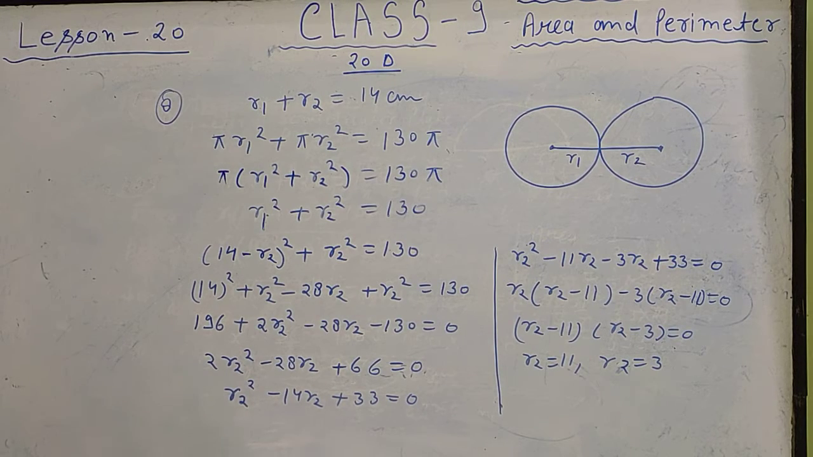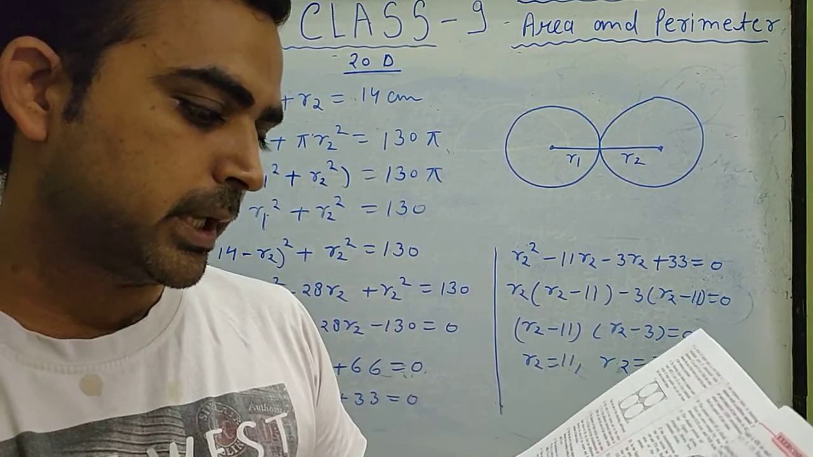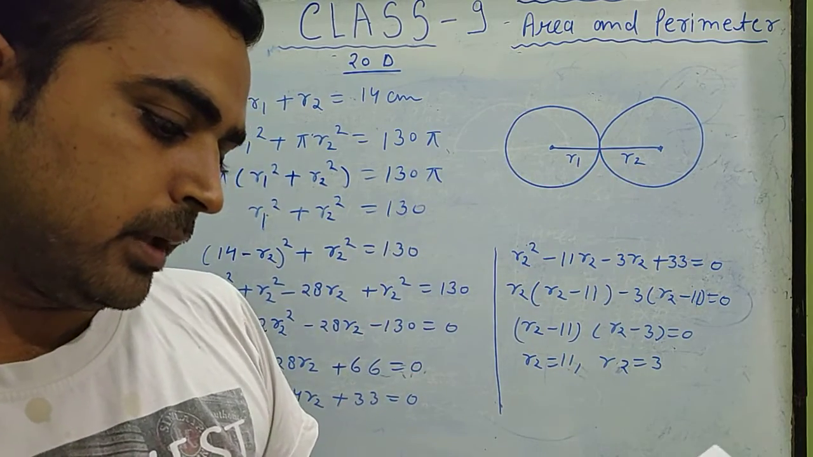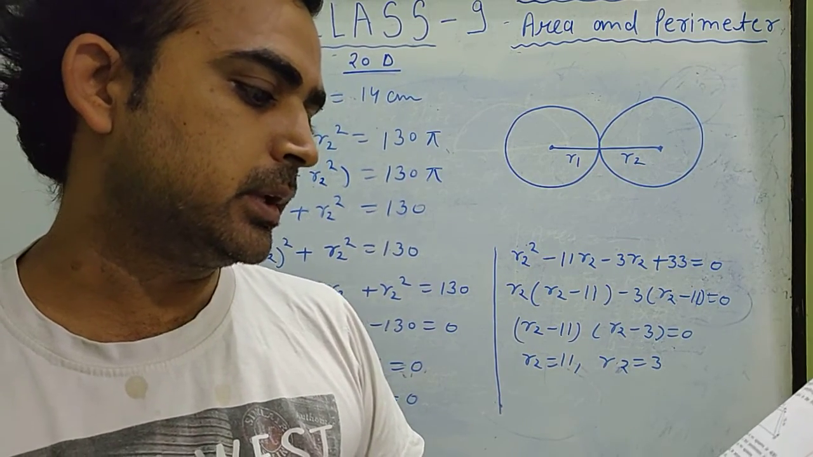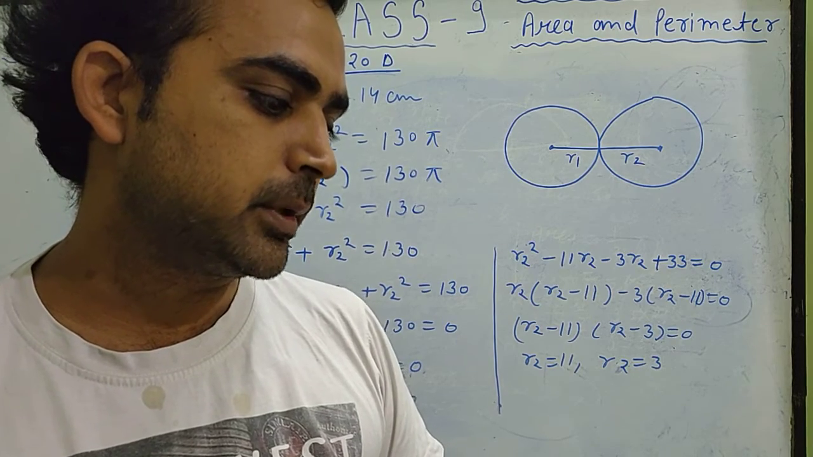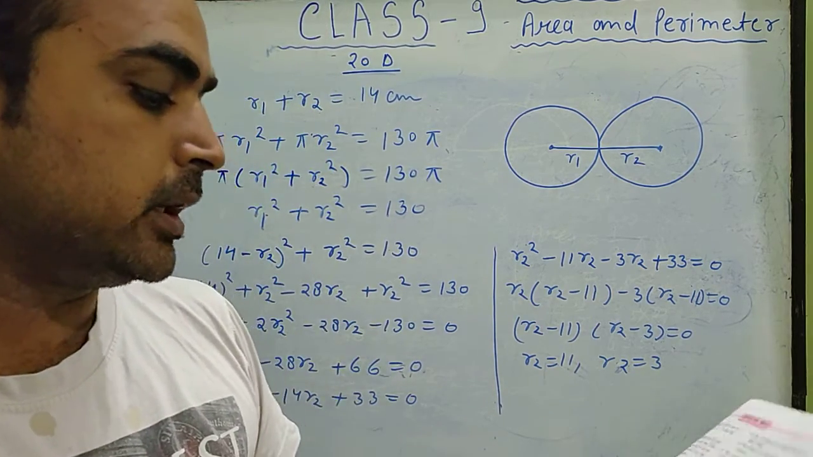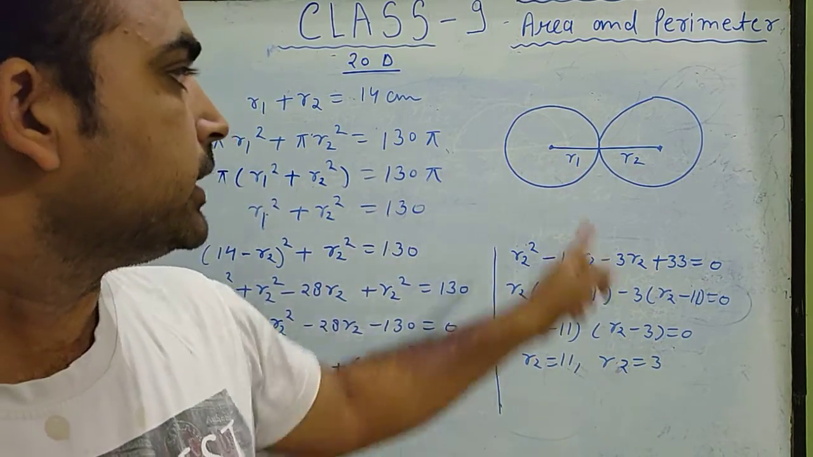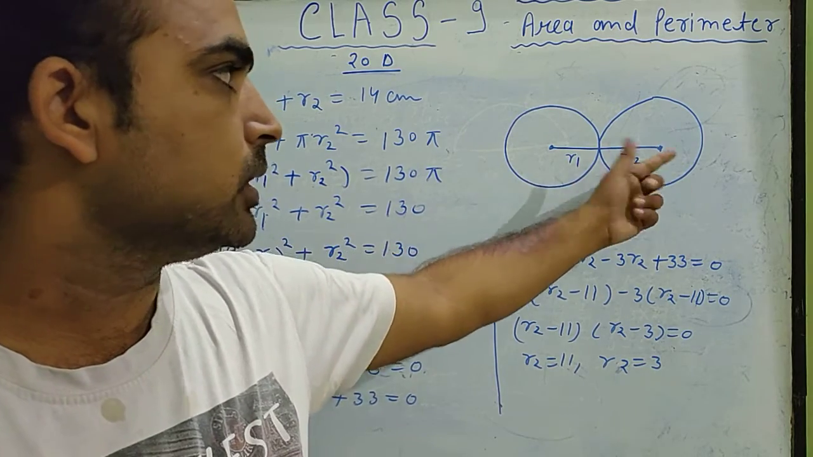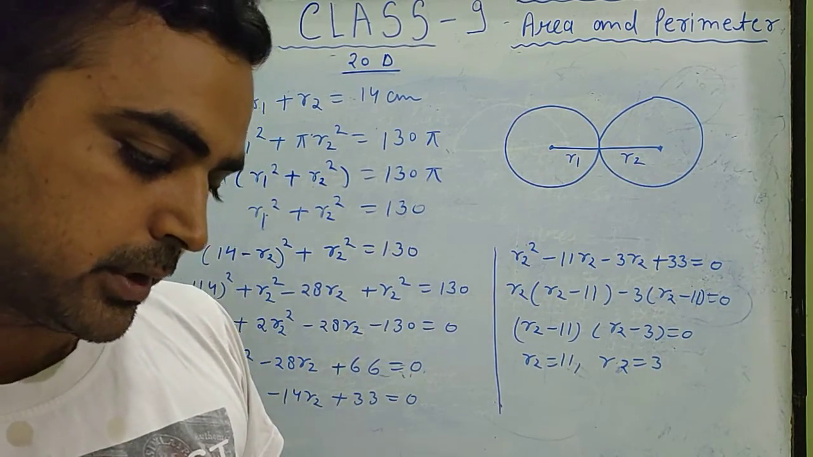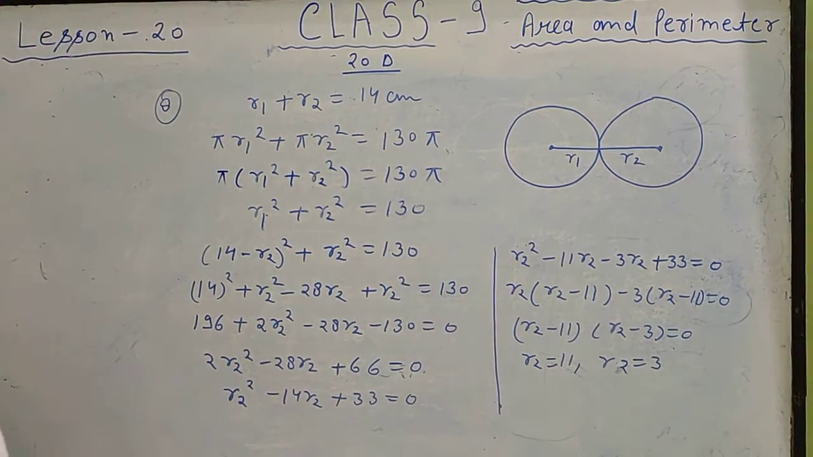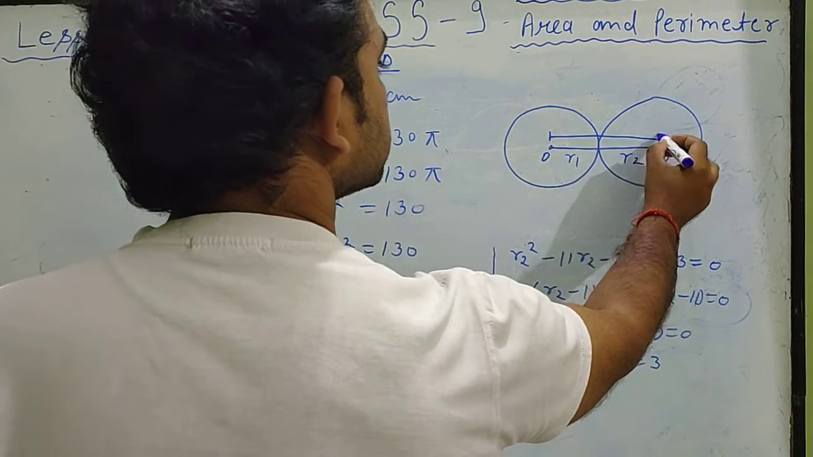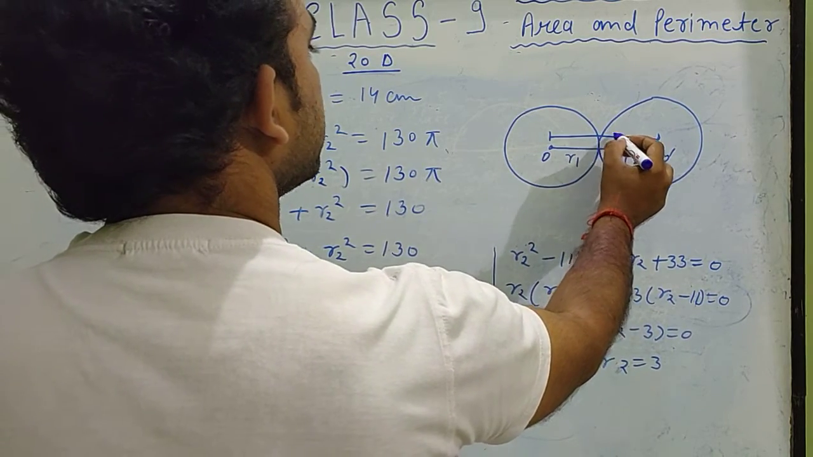Okay, now we solve question number 8. Two circles touch externally. The sum of their areas is 130 pi square centimeter and the distance between their centers is 14 centimeter. Suppose the radius of the first circle is r1 and the radius of the second circle is r2, and this is center 1 and center 2. The distance between their centers is given as 14 centimeter.